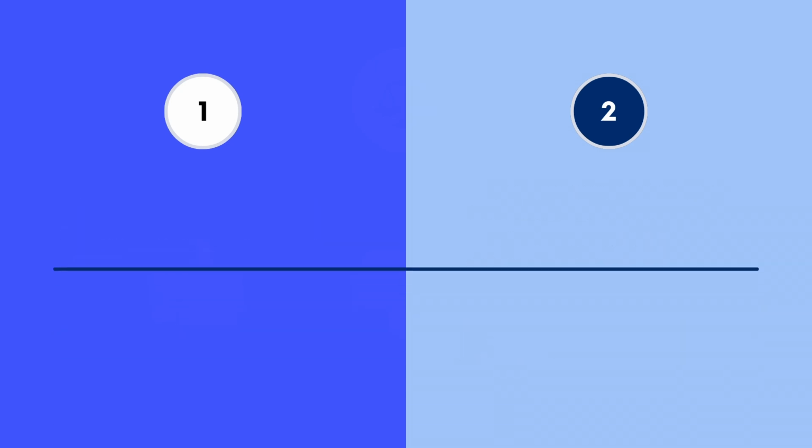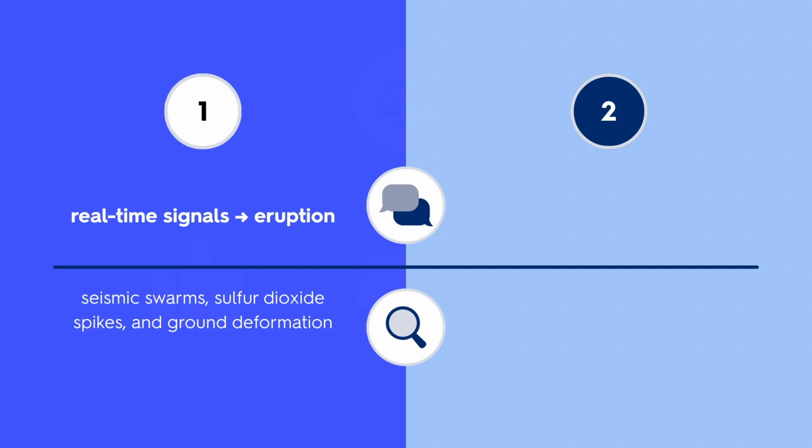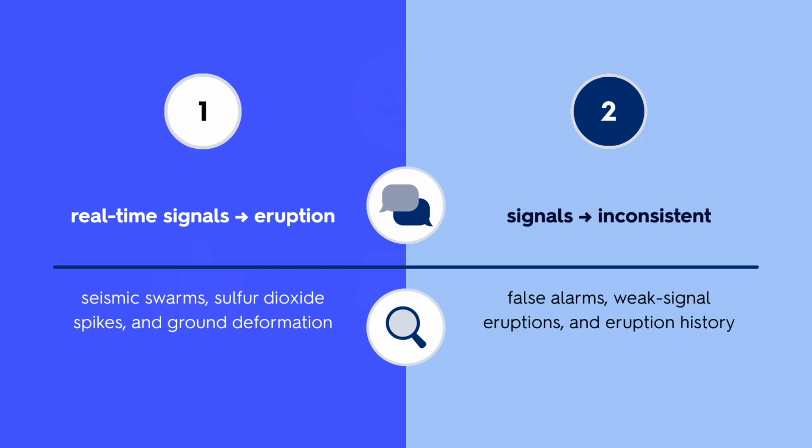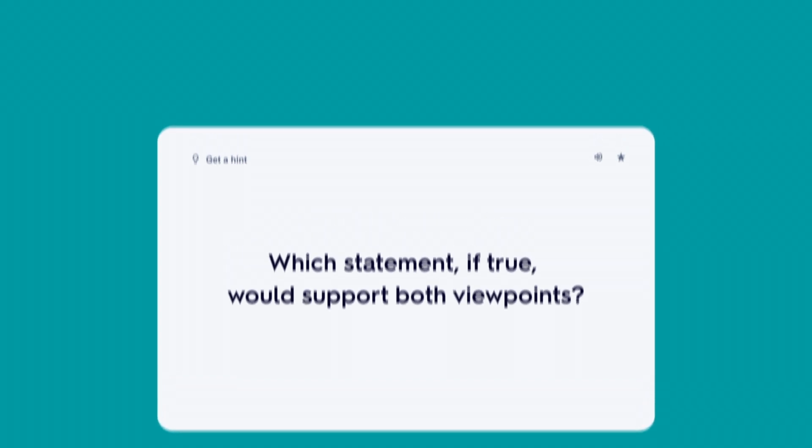Now apply the grid. For Viewpoint 1, the claim is that real-time signals predict an eruption soon. The evidence is seismic swarms, sulfur dioxide spikes, and ground deformation. For Viewpoint 2, the claim is that those signals are inconsistent. The evidence is false alarms, weak signal eruptions, and eruption history. With that in place, you're ready for a classic question. Which statement, if true, would support both viewpoints?